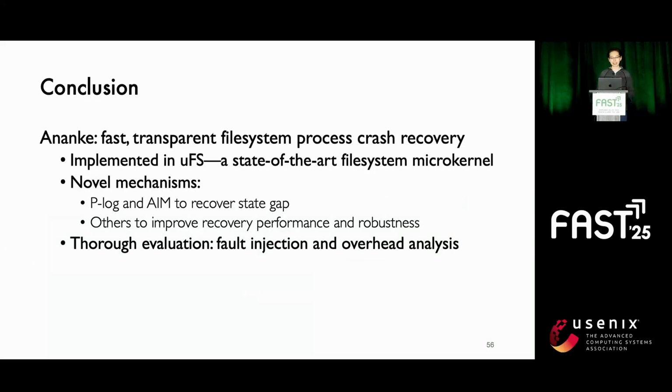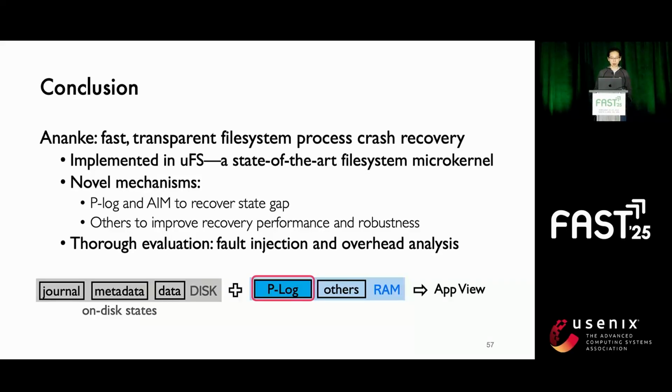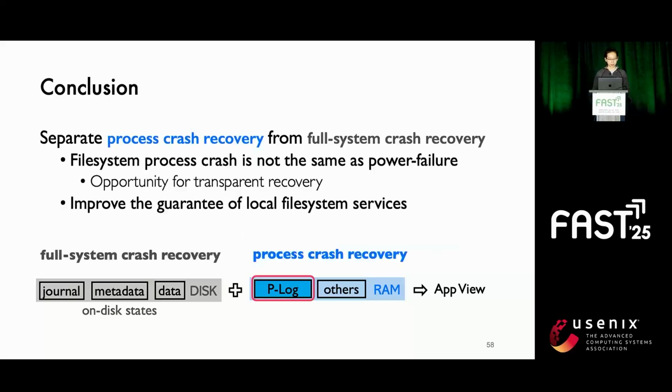We presented Ananke, a file system microkernel service that provides fast and transparent process crash recovery. It is implemented in UFS, and we introduced novel mechanisms, especially plog and M, to recover the state gap. We conducted thorough evaluation of fault injection and overhead analysis. We show that the full system crash recovery plus the process crash recovery with plog leads to failing transparency.